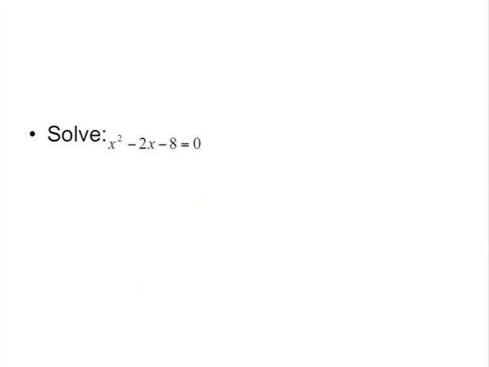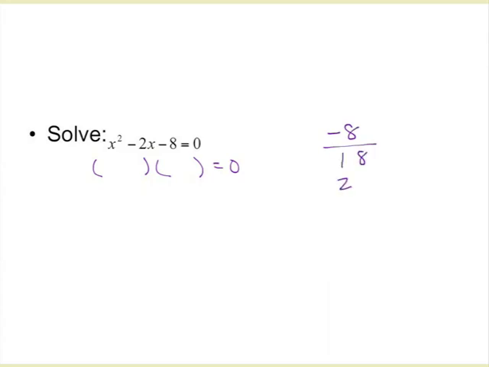This one has everything on the same side already, so it's ready to be factored. So we want to make a list of stuff that multiplies to be a negative 8. So 1 and 8, 2 and 4. That I can in some way add to make a negative 2. So what would that be? Negative 4 and positive 2.